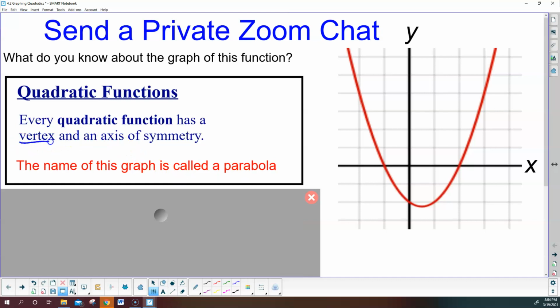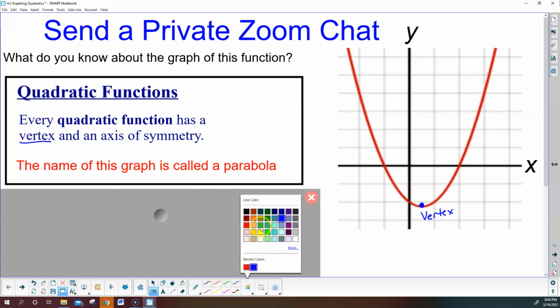When we talk about the vertex, it is the lowest or the highest point on the graph. In this case, this is my minimum value. It's the lowest y value on the graph. Now, the axis of symmetry is the x value of the vertex.